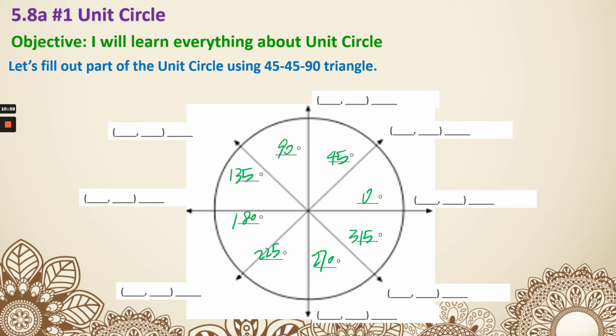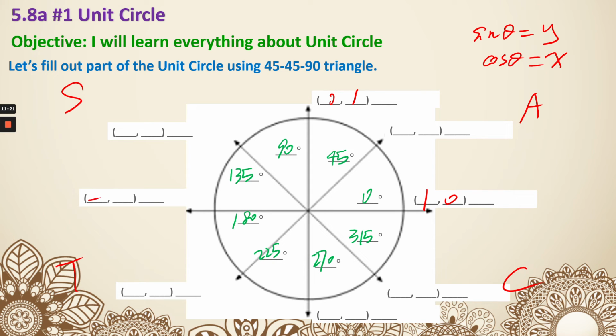Next, let's write down what we had in the previous slide. Sine theta is going to be the y value, and cosine theta is going to be the x value. Not only that, we have also talked about all students take calculus. Now, first quadrant shouldn't be too bad. Let's label the axis first. That is 1, 0, 0, 1, negative 1, 0, and 0, negative 1.